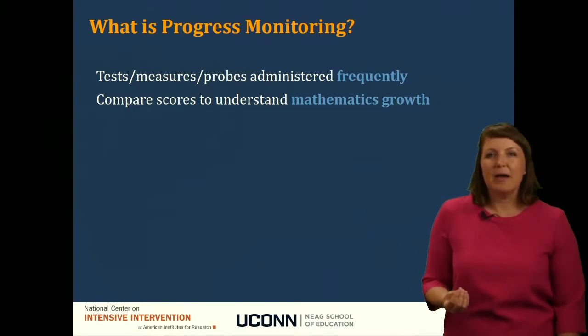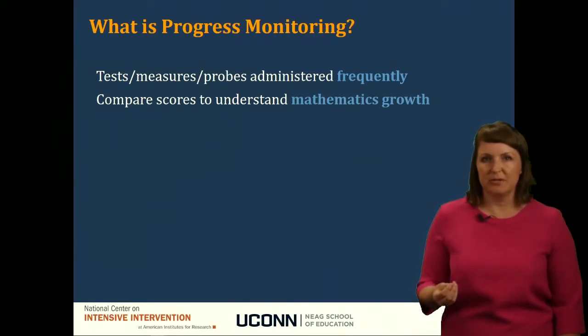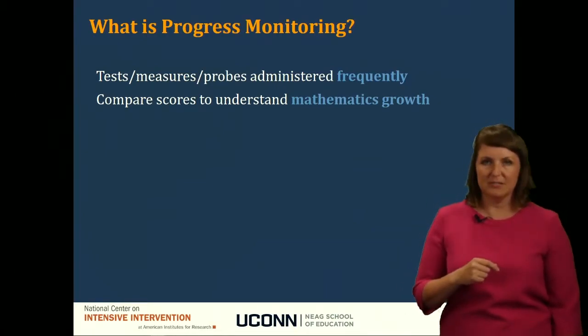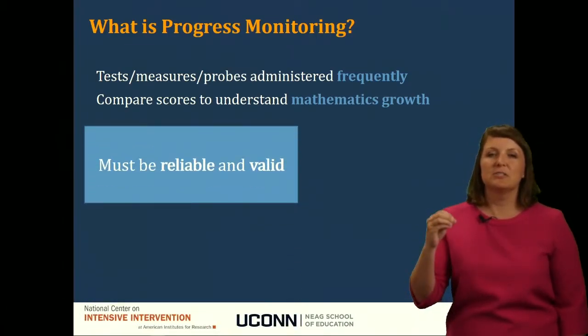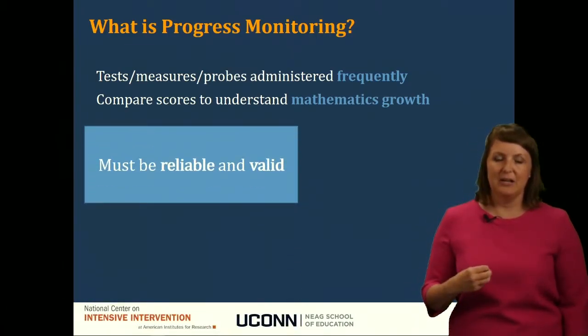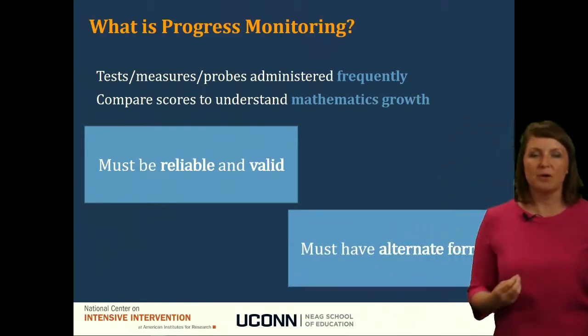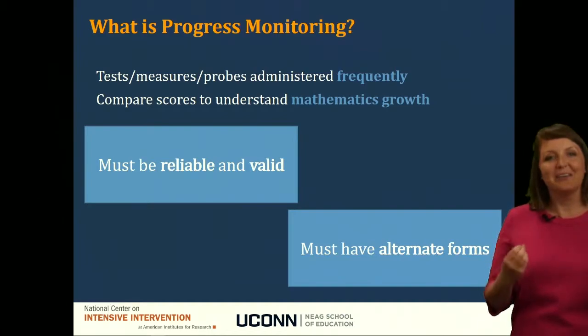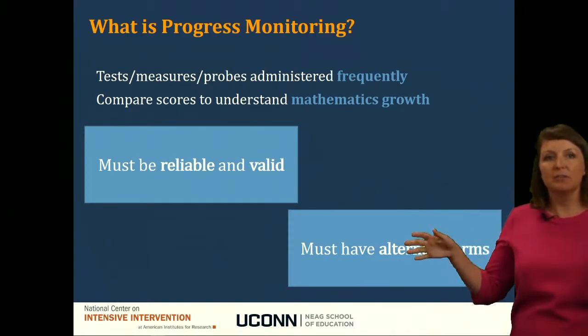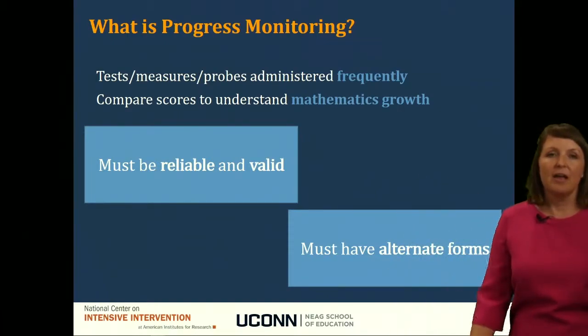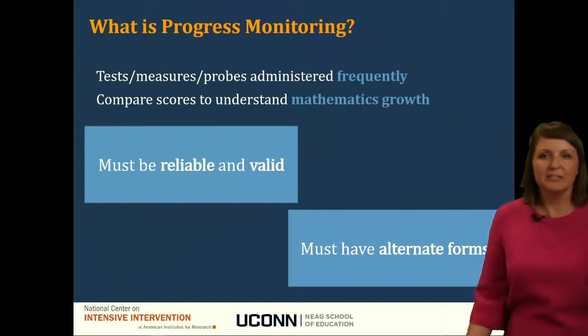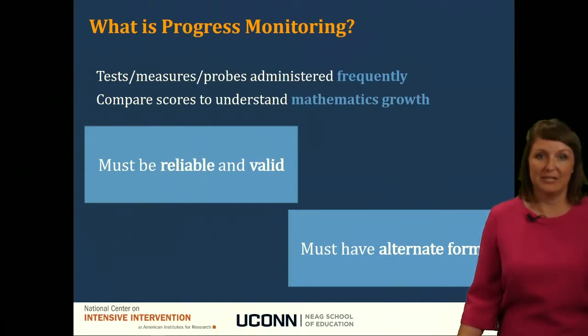So when I'm thinking about finding progress monitoring measures, and I'll talk about how to find those in just a minute, I want you to locate measures that are reliable and valid. The reliability is really important here because I want you to choose forms that also are probes that also have alternate forms. So the reliability, I want one form to be equitable to all the other forms. And I want these also to be valid. So are they actually testing what I would like them to test?